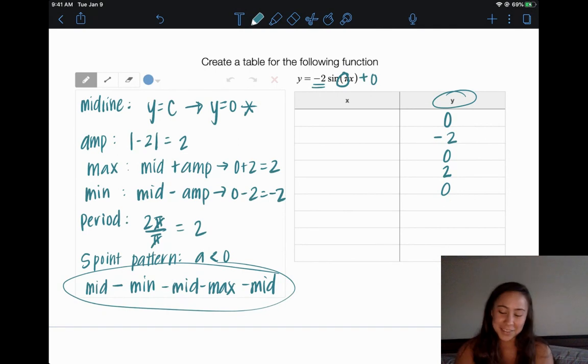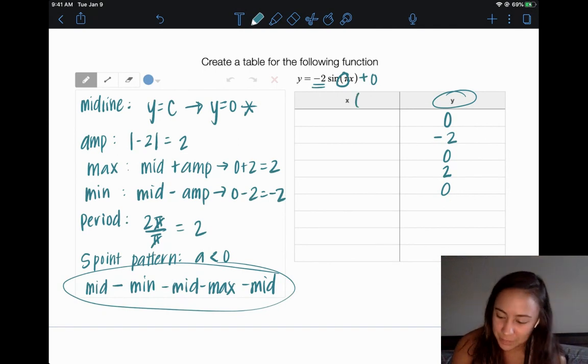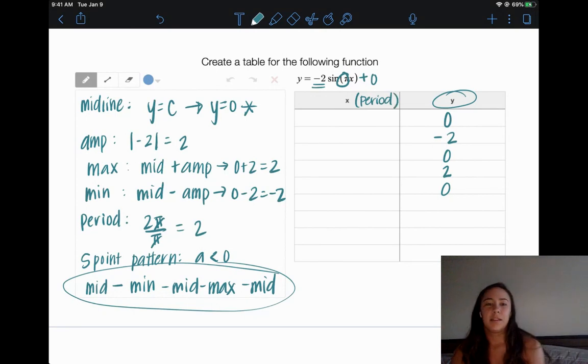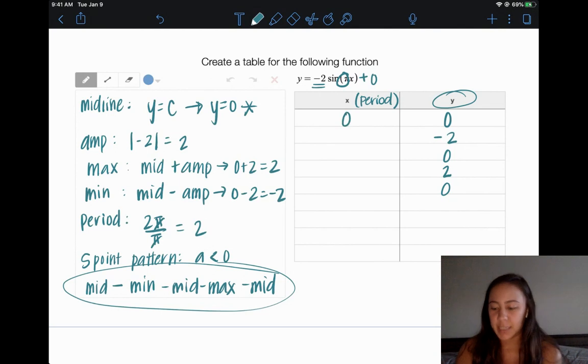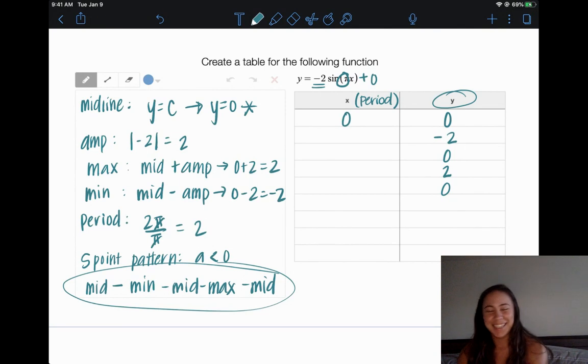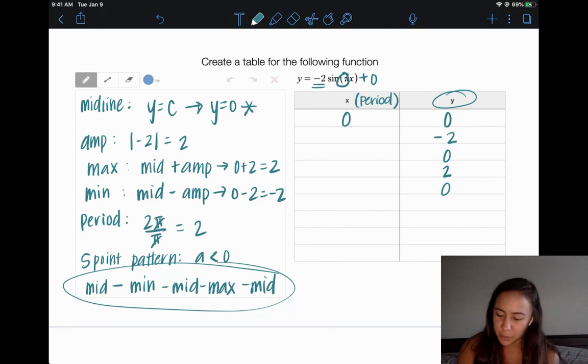Your x values come from your period. Use the period to start this. All right, your x values, you're always starting there at the origin because it's a sine graph. And then your x values are determined by your period. So you know your last point, your 5th point, will be at 2 on our x-axis. And then we need to divide that by 4. So if we divide it by 4, half of that will be 1. Half of 1 is 1/2.